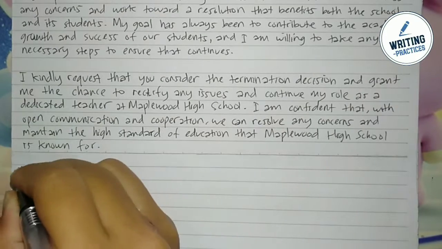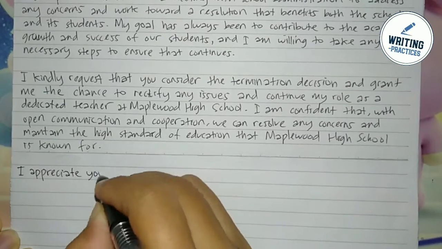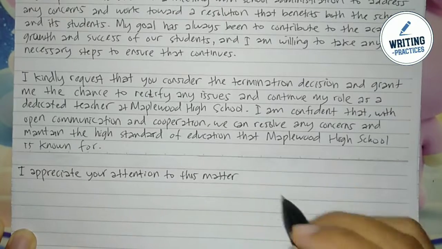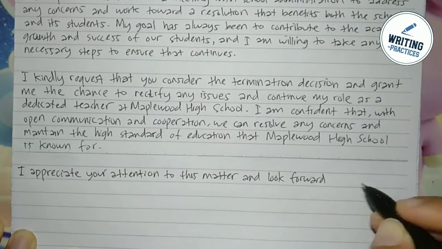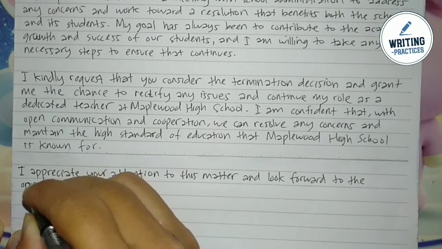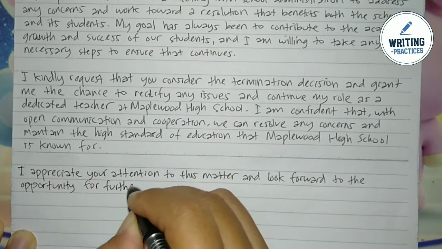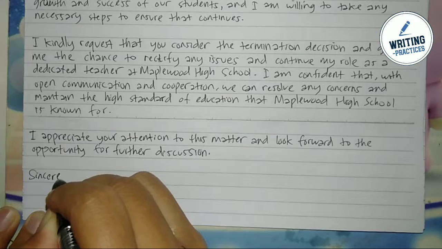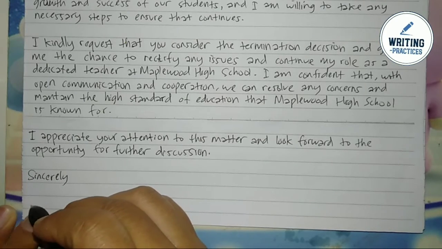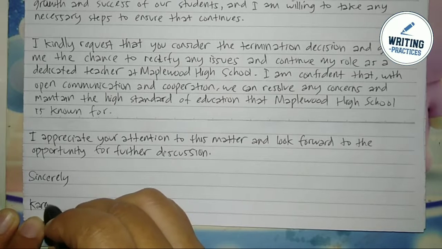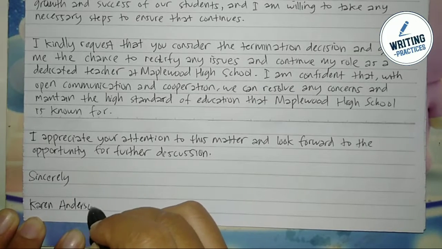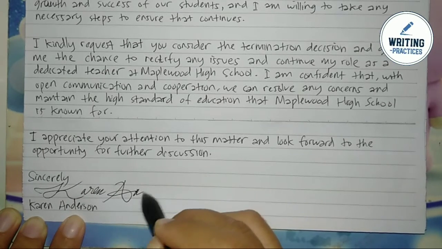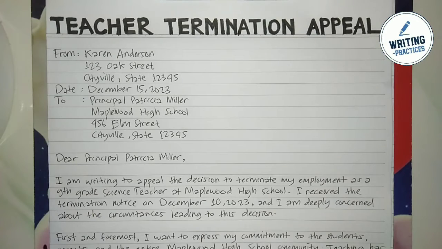And in the last paragraph, you need to thank the recipient for their attention and consideration. You may simply write, I appreciate your attention to this matter, and look forward to the opportunity for further discussion. Conclude the letter with a polite closing, and express your gratitude for the recipient's attention to the matter. And maintain a professional and respectful tone. Finally, you can close the letter with sincerely. Add your signature, and write your full name under it. You can also write your personal contact information like phone number and email address, just in case the recipient wants to immediately contact you. So, that's how you write a teacher termination appeal letter step by step.